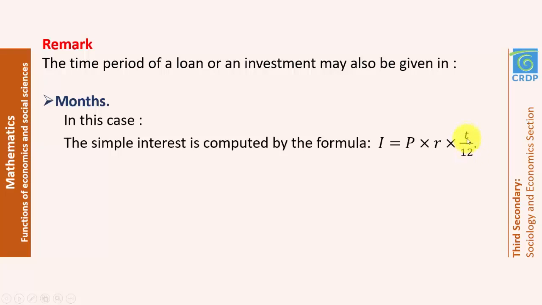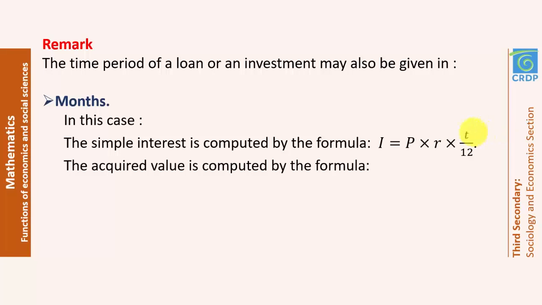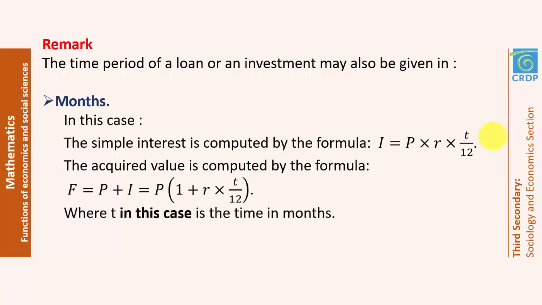So we have replaced T by T over 12 so that we can substitute for T its value in months. In this case also, the acquired value is given by the formula F equals P plus I, and we replace I by its value, so we get P into (1 plus R times T over 12), where T in this case is in months as we have said.